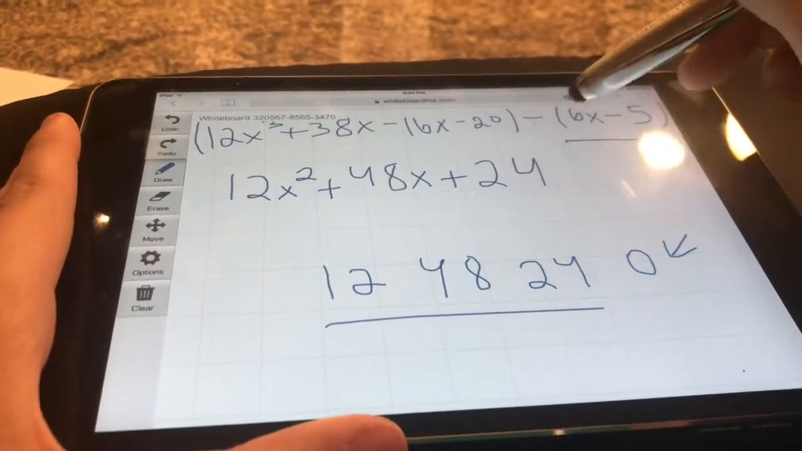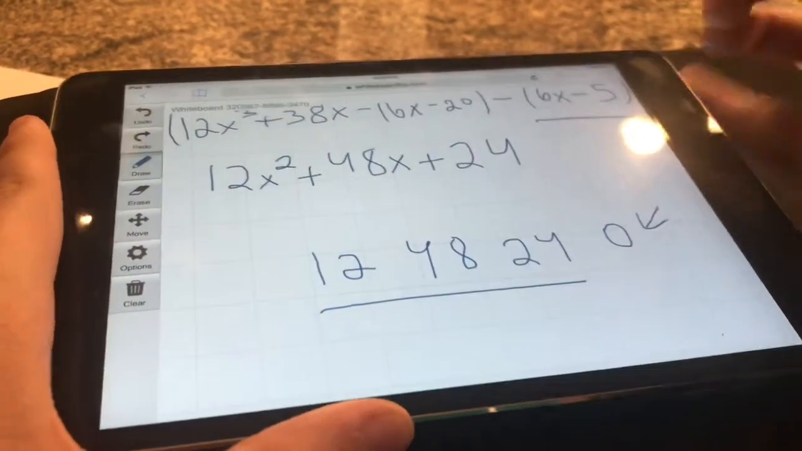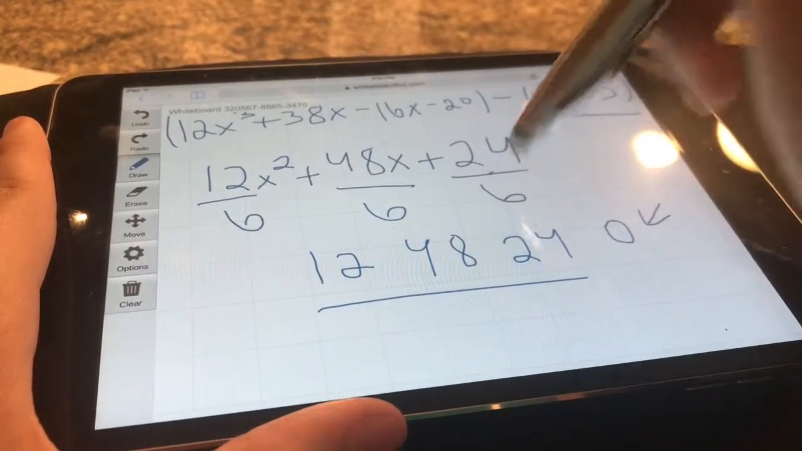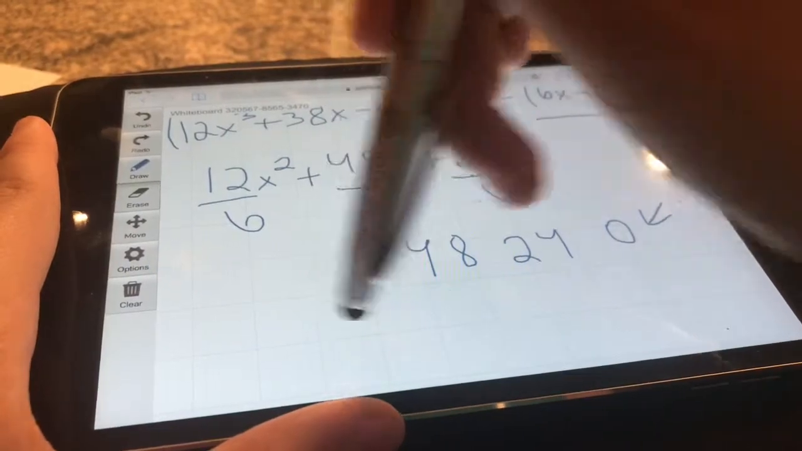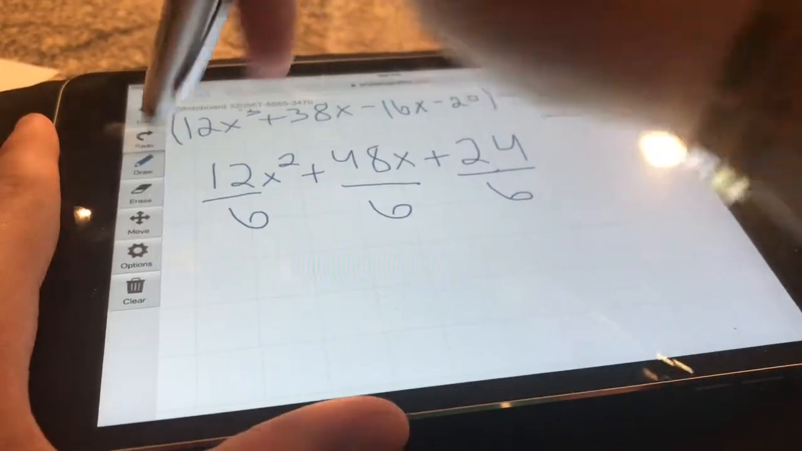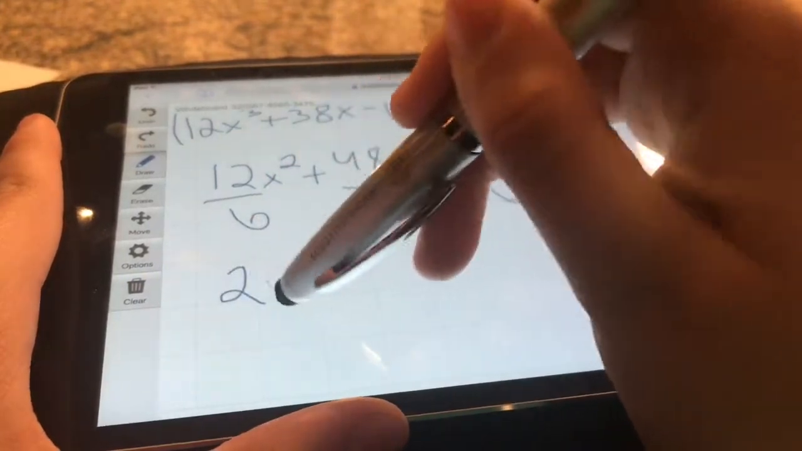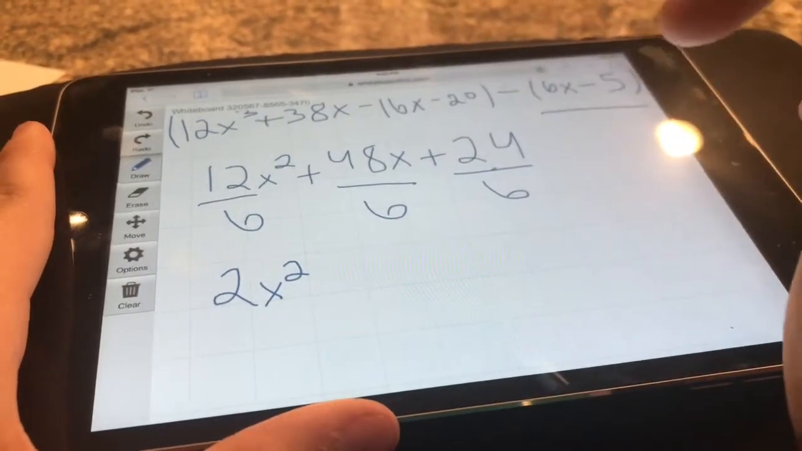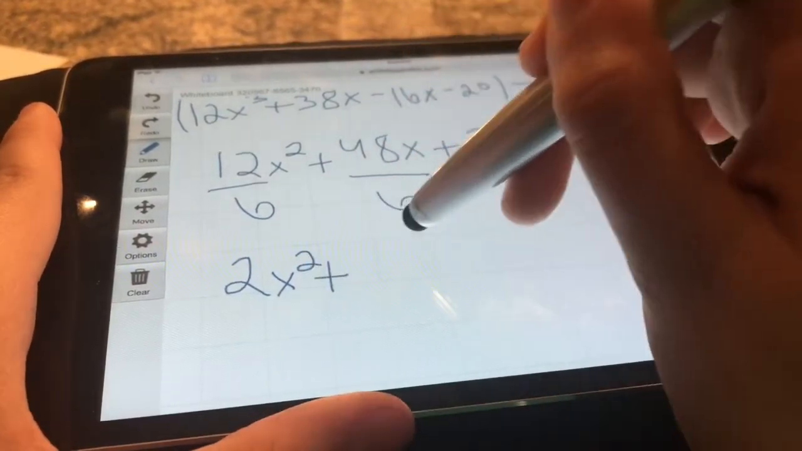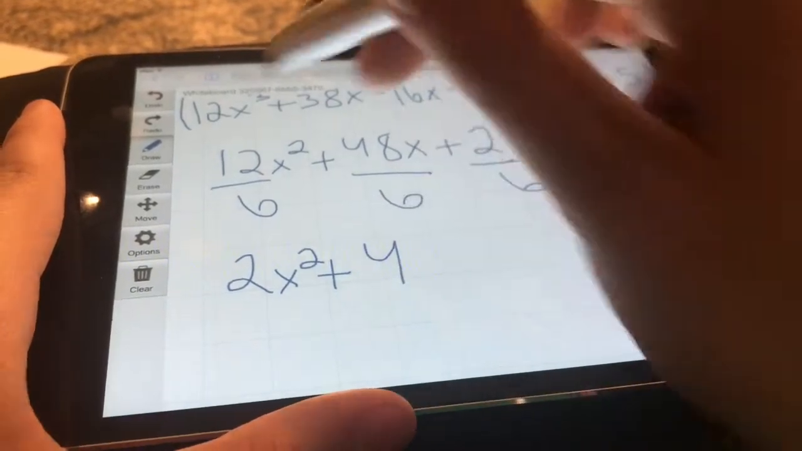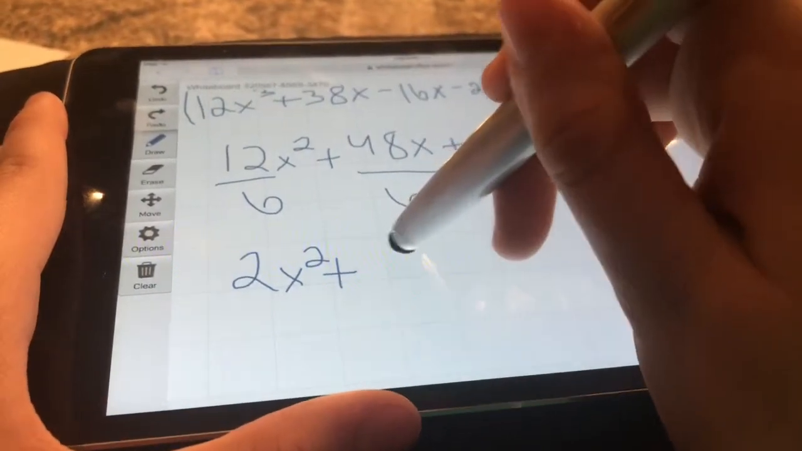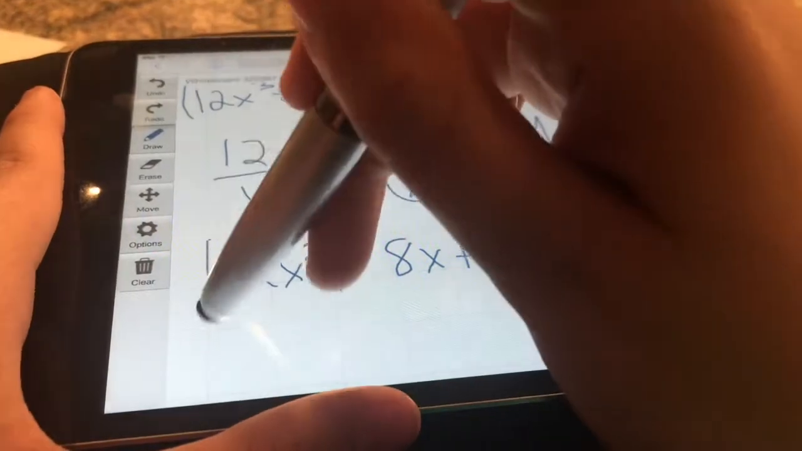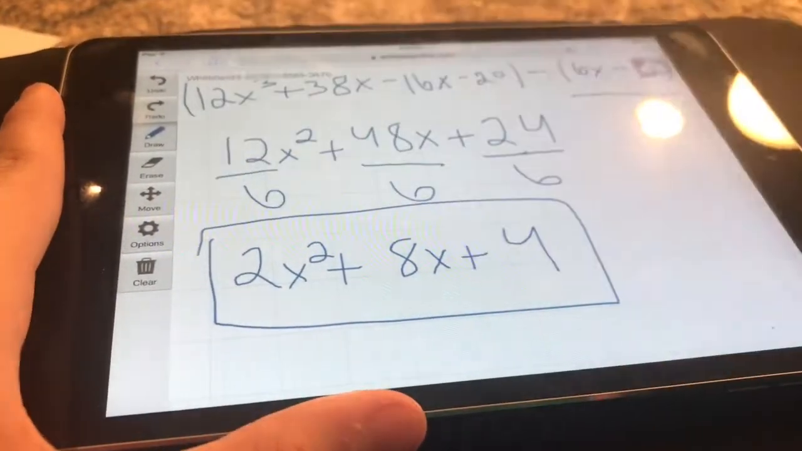Because remember when we had this wonky, weird little 6 up here? You actually have to divide each term by that 6, and I'm not gonna have room, so let me just erase again. So 12 divided by 6 is 2x squared, and it doesn't change your x squared at all, or your variables. So then you have 48x divided by 6, which is not 48, it is 8x, and then 24 divided by 6 is just 4. So this is your actual final answer, and that's it.